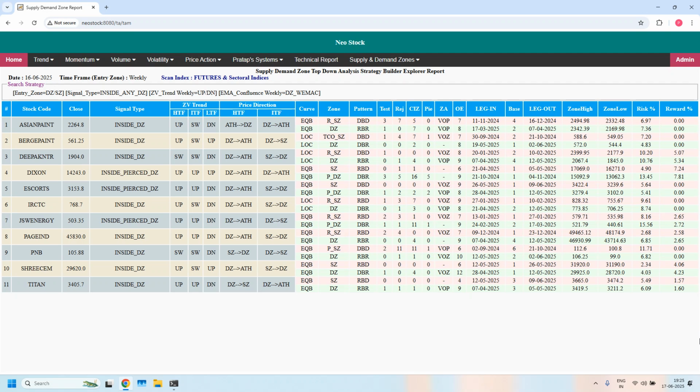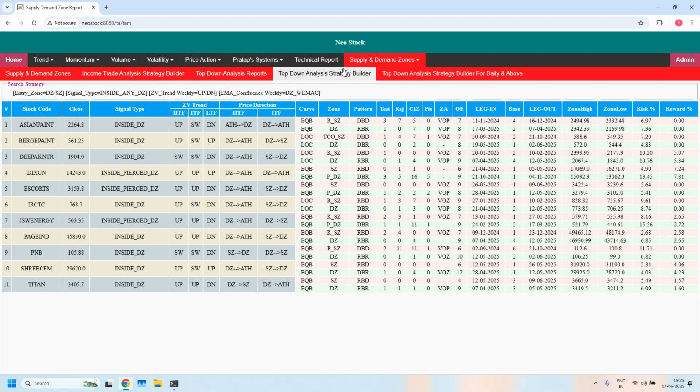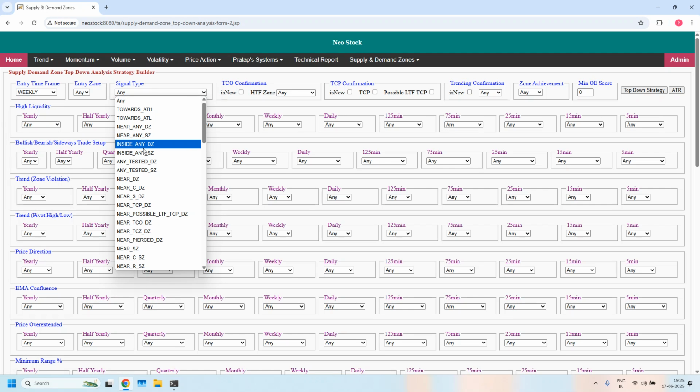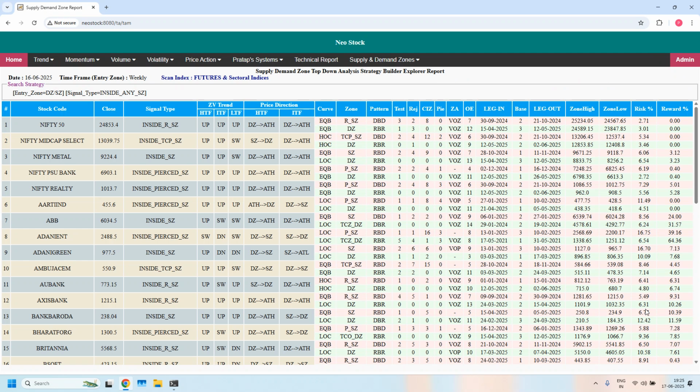Weekly demand zones, price closed in the weekly demand zones, those demand zones are having weekly EMA confluence. Okay, next, price closed inside the weekly supply zone. We got a big list. First 15 stocks in the list. Scrolling the list down.